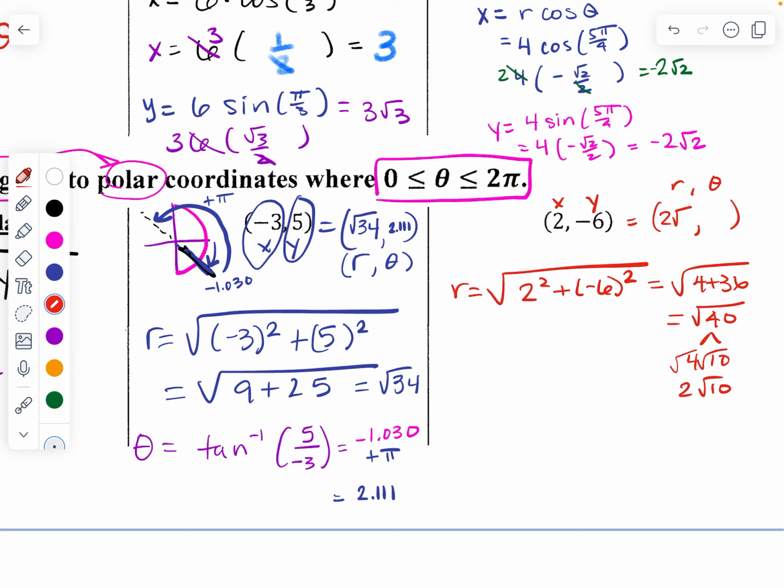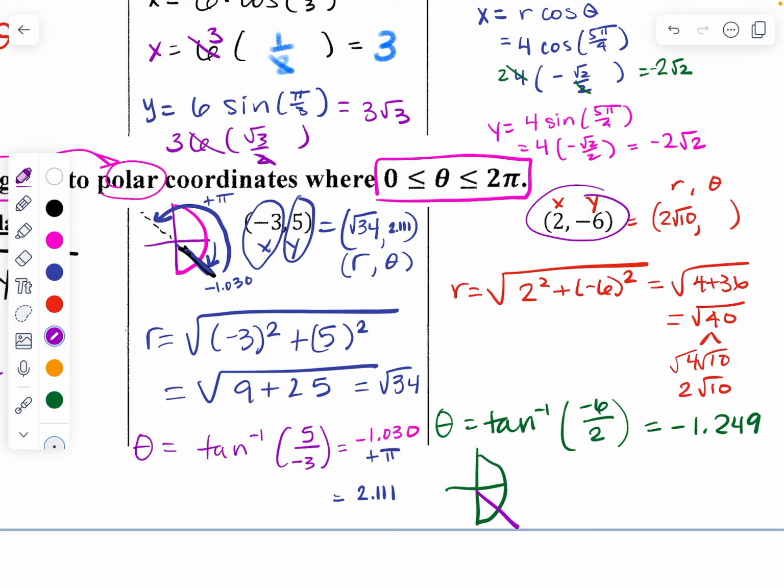So let's leave it simplified. And then theta is inverse tan of y, which is negative 6 over x, which is 2. You're going to plug that in your calc, and it gives me 1.249 approximately. So remember, inverse tan gives me the first and fourth. That this is giving me, it's here in the fourth quadrant. And if I look here, let's just confirm, over 2 down 6 would give me the fourth quadrant. So I don't need to do anything to change this.